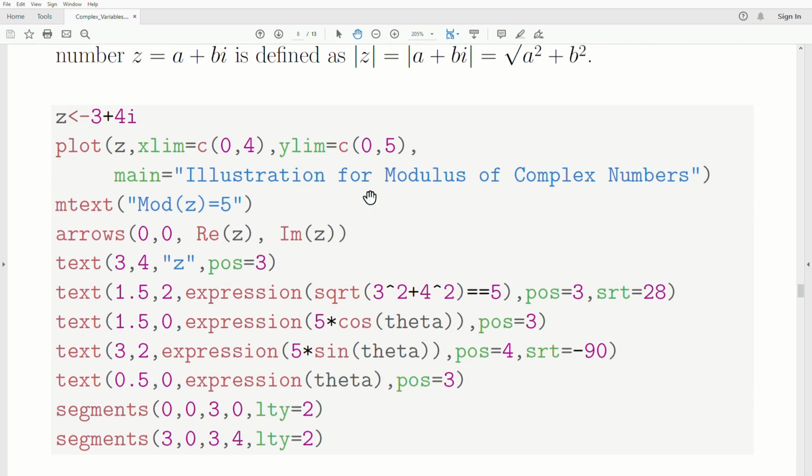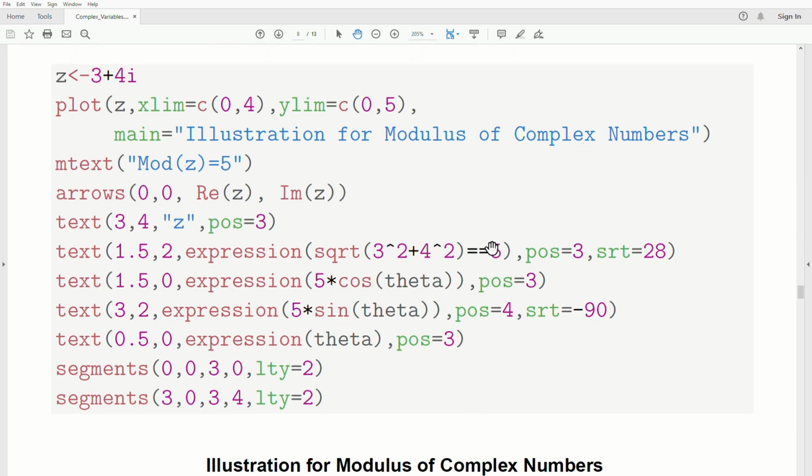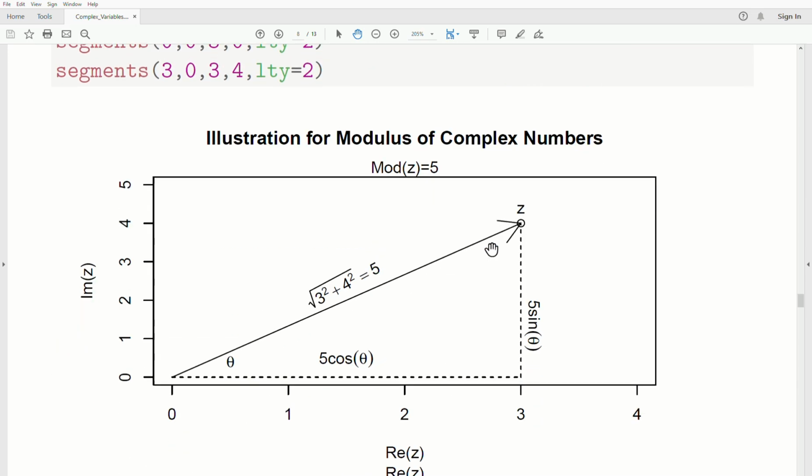Now I have an illustration. I'm not going to review the R code, but I want to display it in case anyone's interested. Here it is. So we have a complex number z, and we want to find the distance from it to the origin. And we can create this right triangle. So this distance is 3, and this is 4. So the Pythagorean theorem tells us that this distance is 5. So the modulus of z, which is 3 plus 4i, is 5.